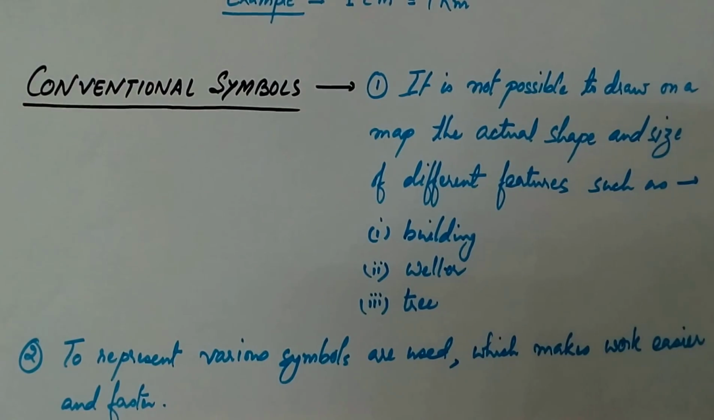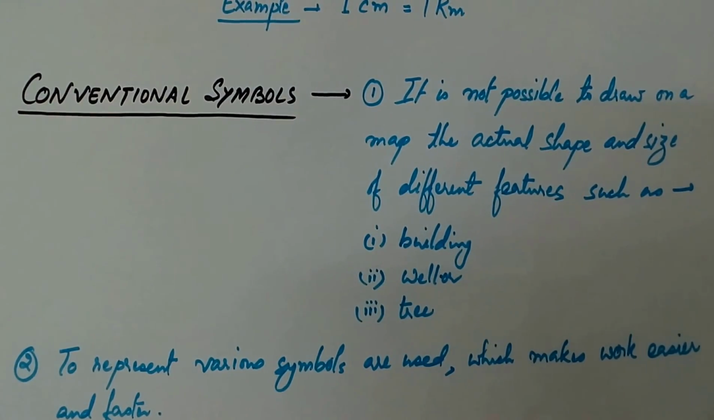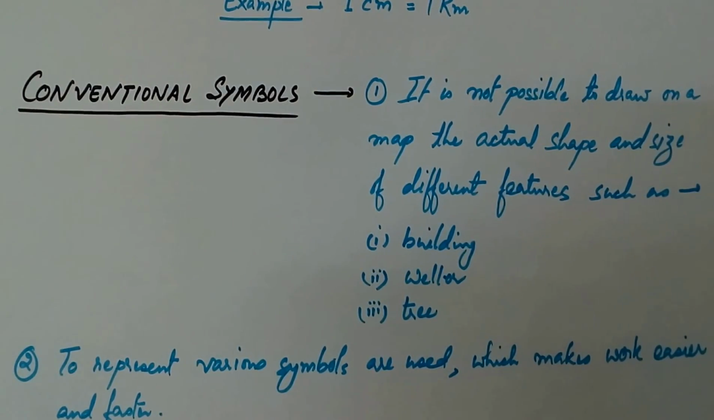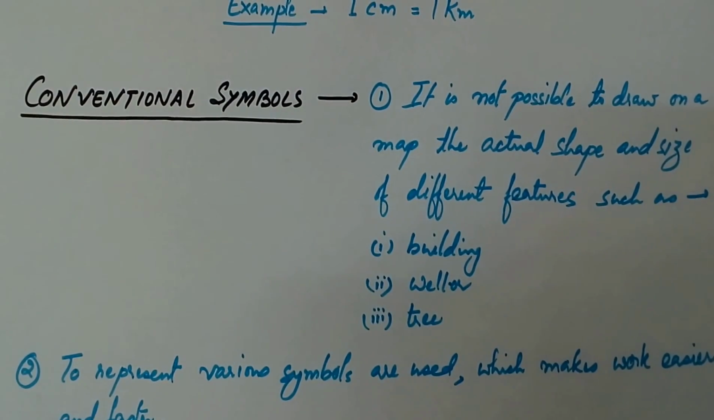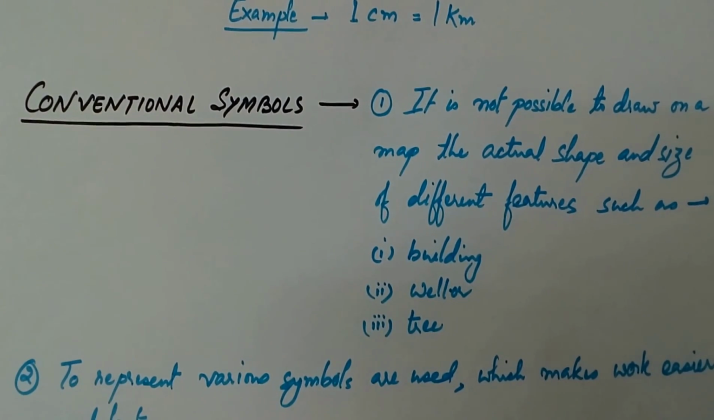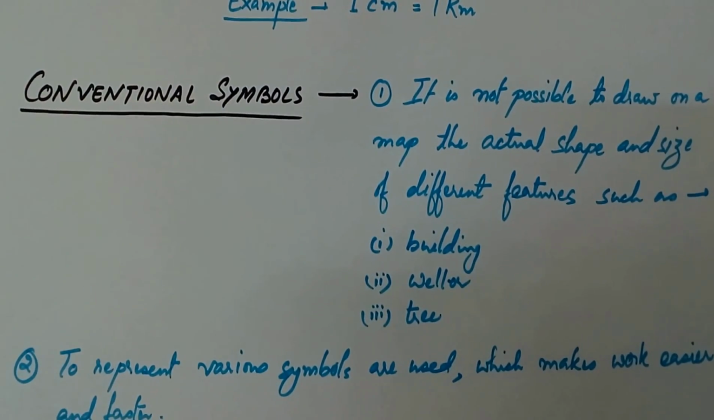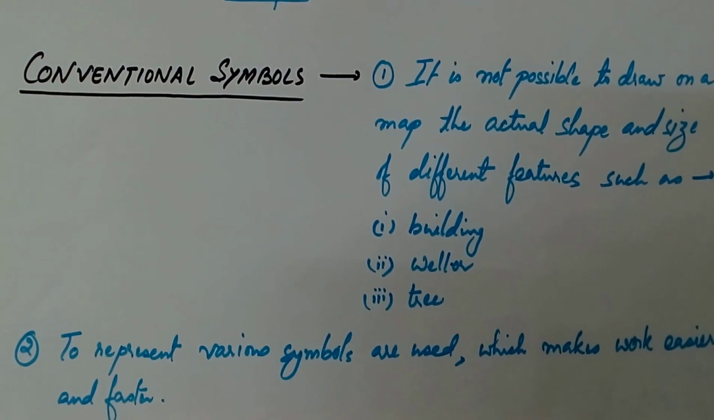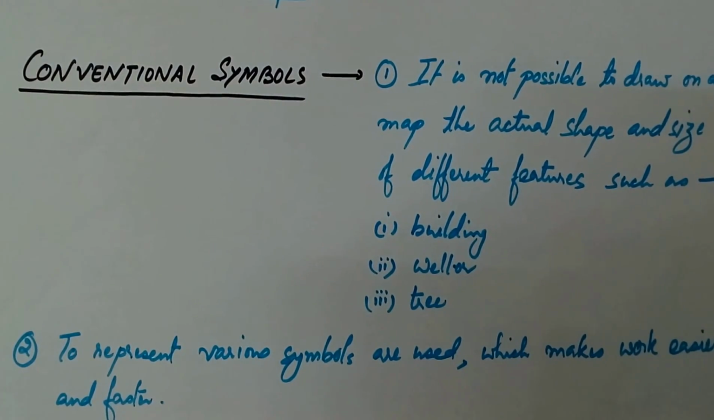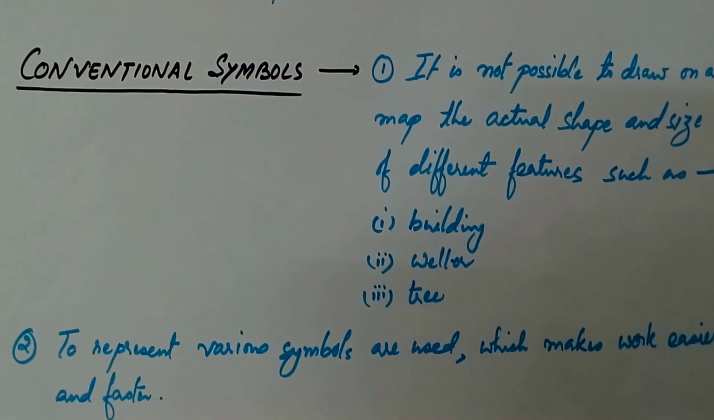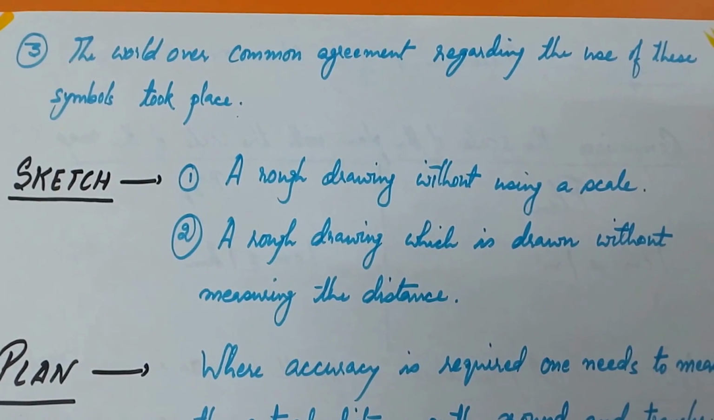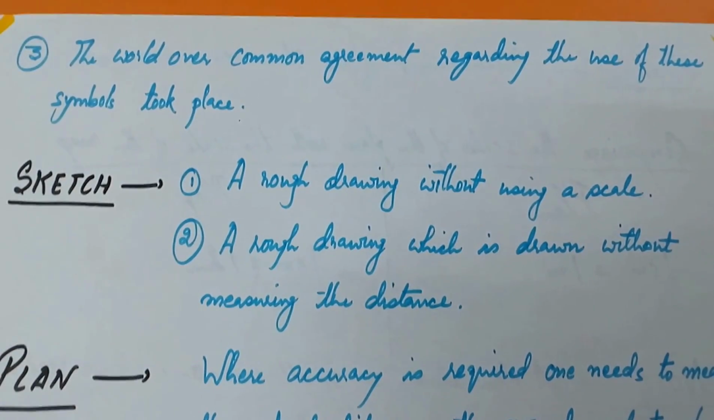This means 1 centimeter on the map represents 1 kilometer on the ground. Next term to be discussed is conventional symbols. It is not possible to draw on a map the accurate shape and size of the different features such as a building, well or tree. Therefore, they are represented by various symbols which make the work easier and faster. For this, a world over common agreement regarding the use of these symbols took place.